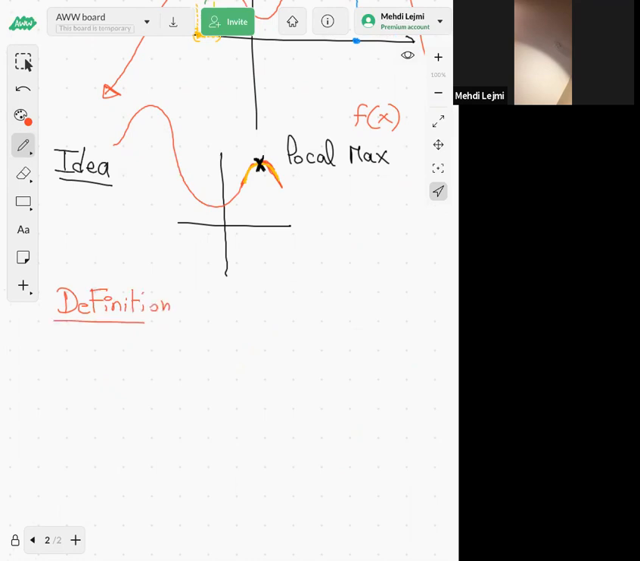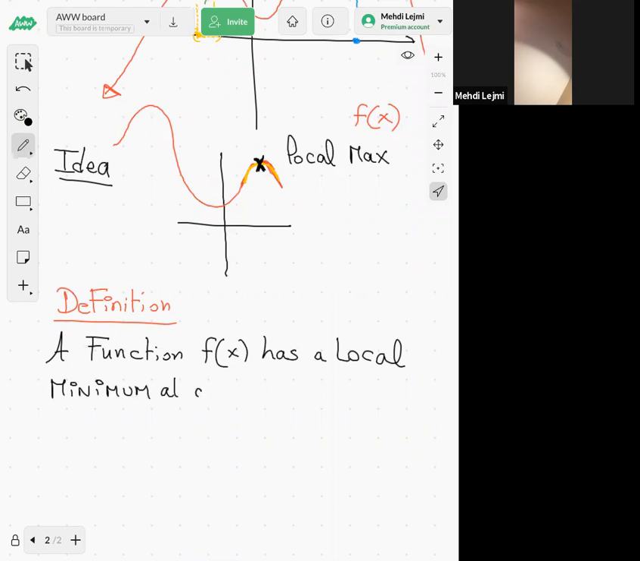So it's the same idea. A function f of x has a local, or relative, minimum at a if f of a is less than or equal to f of x for x in the neighborhood of a, or for x close to a.